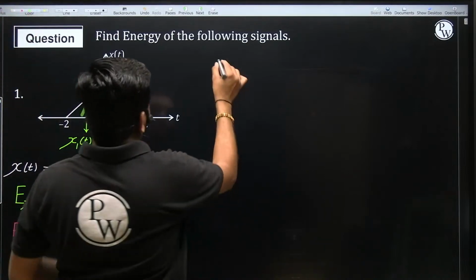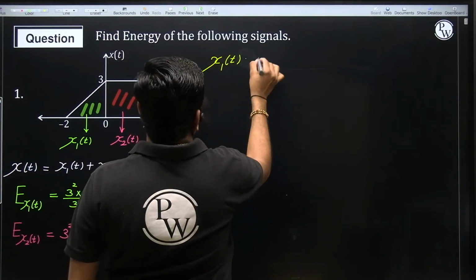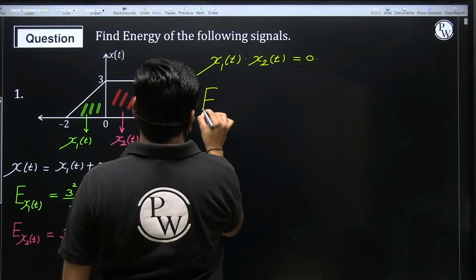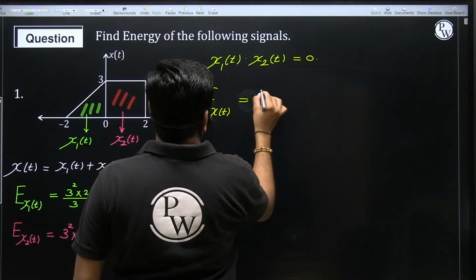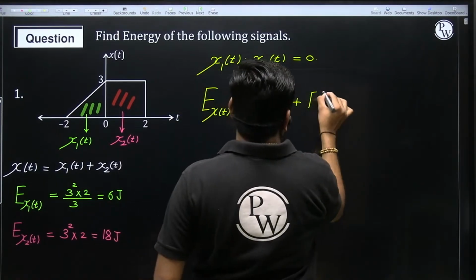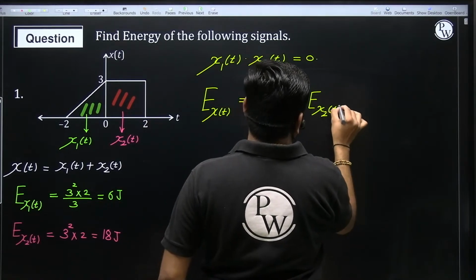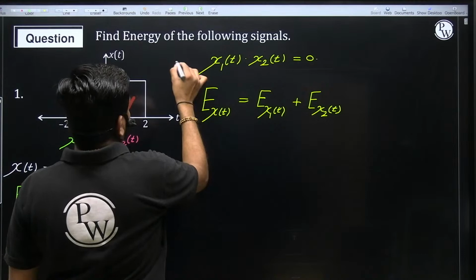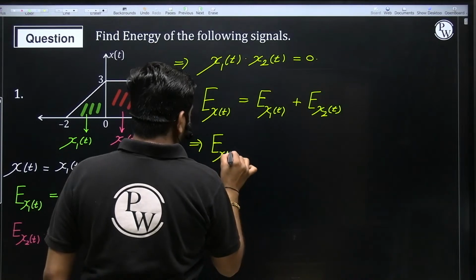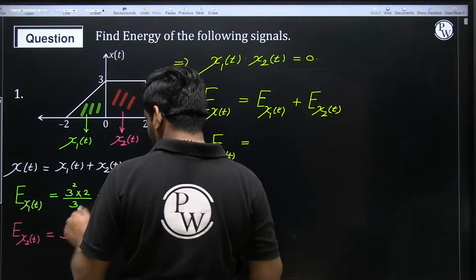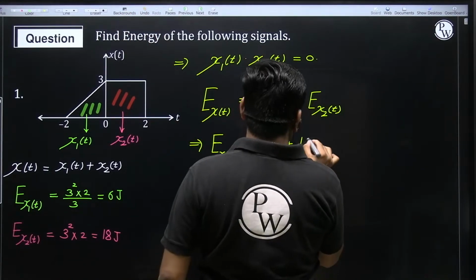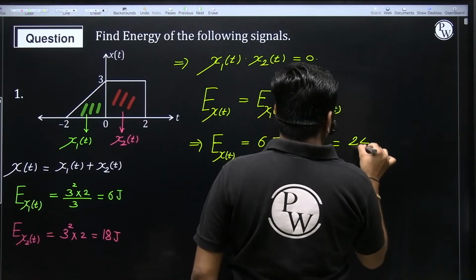Now what is the product, guys? If you multiply x1 with x2, the product will be 0. That's why we can say the total energy of x of t is nothing but the sum of the energy of x1 of t and the energy of x2 of t, as the multiplication is 0. Correct? So the energy of the given signal x of t is the energy of the first signal, 6 joule, plus the second signal, 18 joule. So total energy is 24 joule.